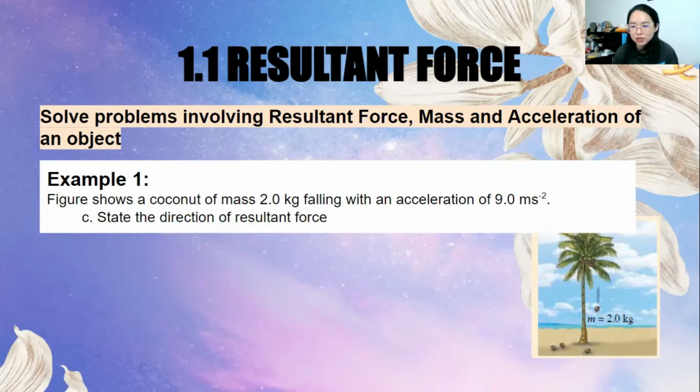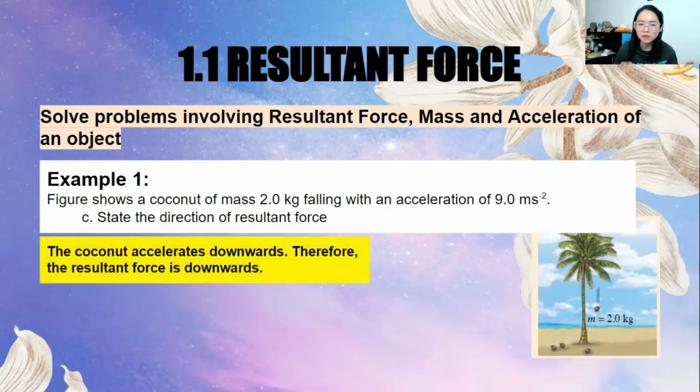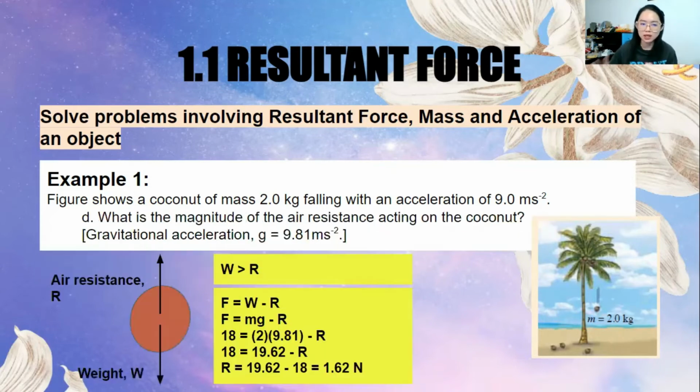Next one. State the direction of the resultant force. Where is the direction of the resultant force? Obviously, the coconut is dropping down, so the resultant force is downwards. That's easy.